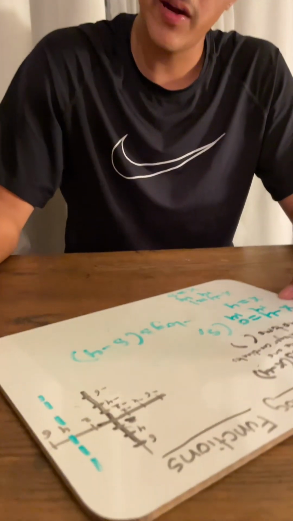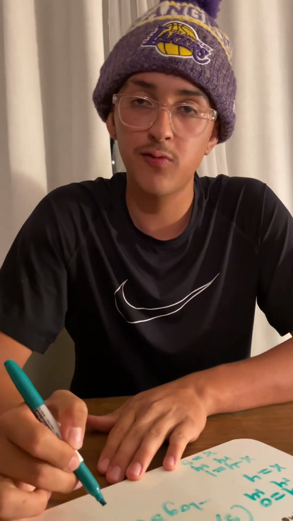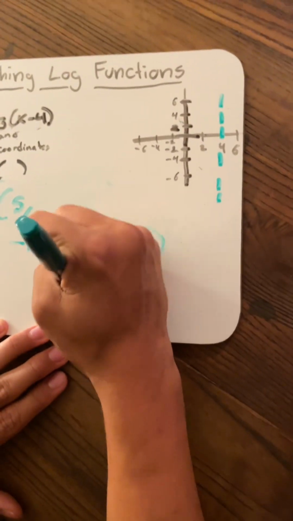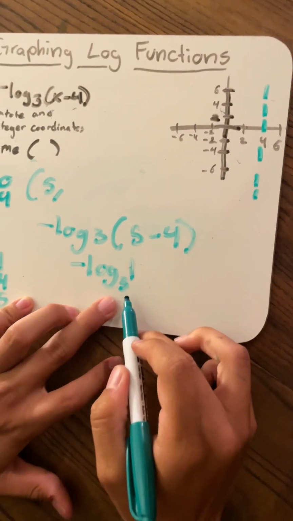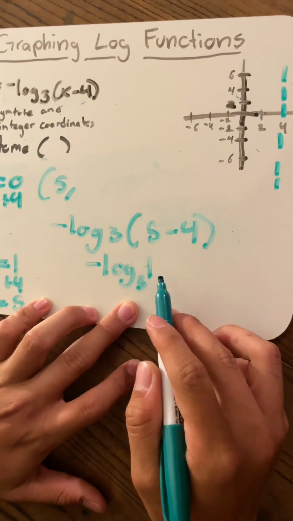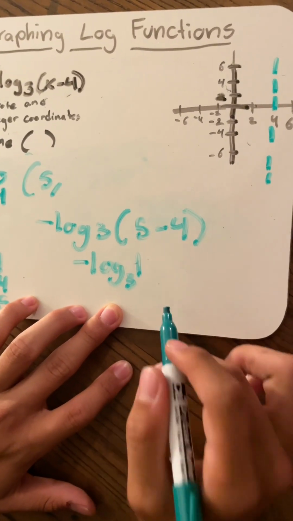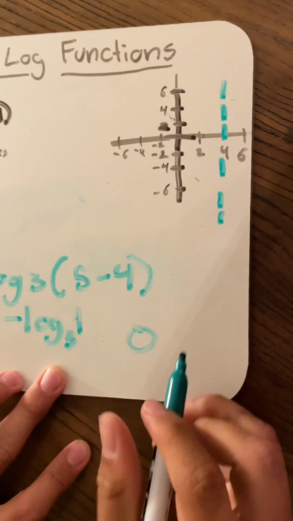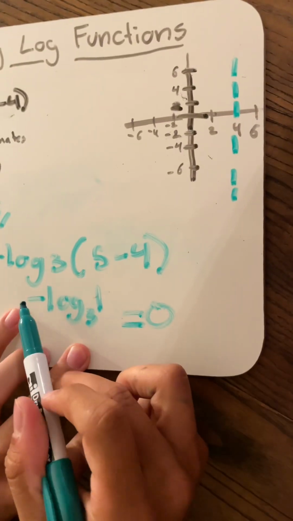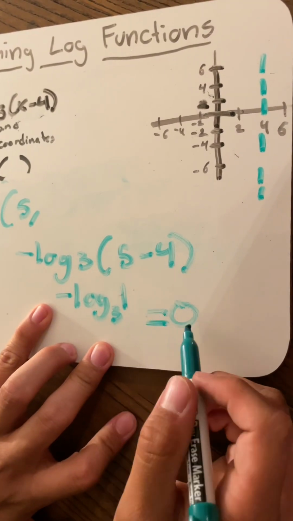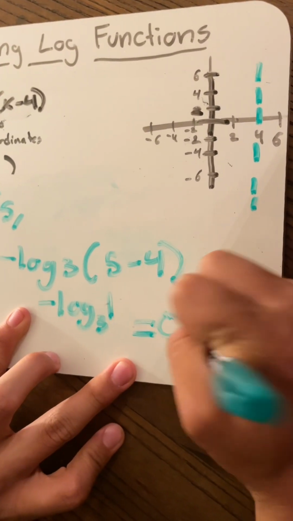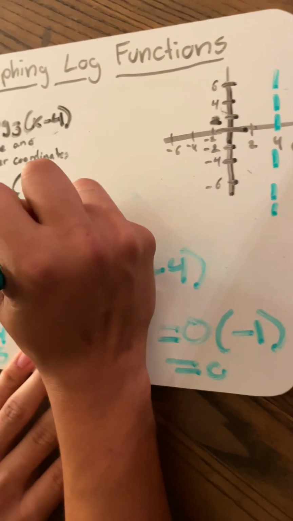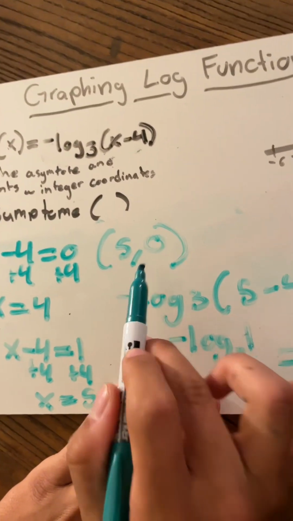So now we break it down step by step. 5 minus 4 is 1. So we have negative log base 3 of 1. Log of 1 base 3 is equal to 0. So we have 0, and then we multiply from the front because we have a negative in front of the log. So now we have 0 times negative 1. This is equal to 0. Our first point is (5, 0).